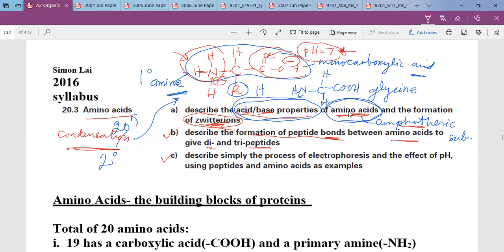And then lastly, they ask you, if you have this dipeptide and tripeptides, can you separate them? Can you bring them back to your amino acids? If you separate them and go back to your amino acids, can you identify them? Yes, we have this process called electrophoresis. And if you have pH, so we're going to look at the whole process here. Hopefully we have enough time to finish off nicely. I've got a lot of questions here ready to discuss with you.